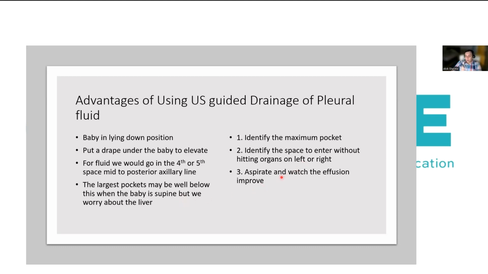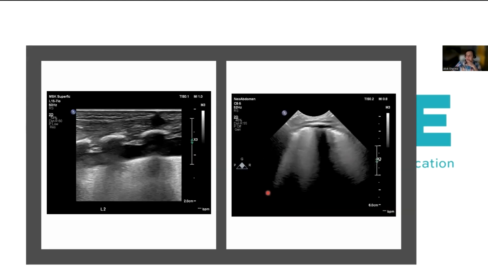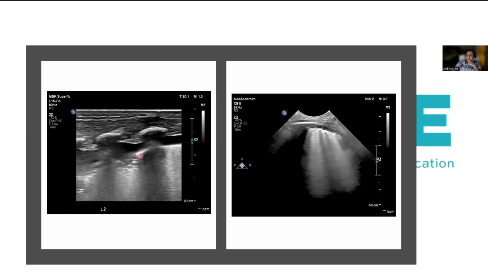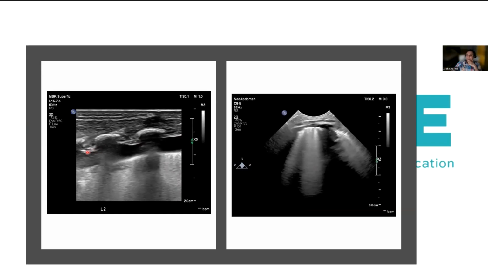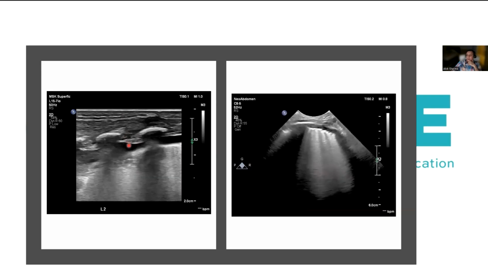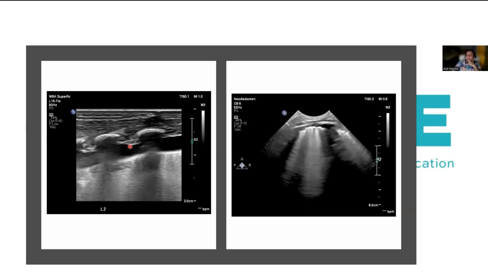But more importantly, what I also like to do is try and quantify where I think the liver might be in relation to that, so that I'm 100% sure that I'm actually not going to hit that. You can then keep the probe there, aspirate, and watch the effusion improve. So again, there are huge advantages of being able to do the procedure. Now, this is clearly a situation where I've got a decent pocket, and actually, in a symptomatic baby, if I had to drain this, I know where I have to go and what I have to do.